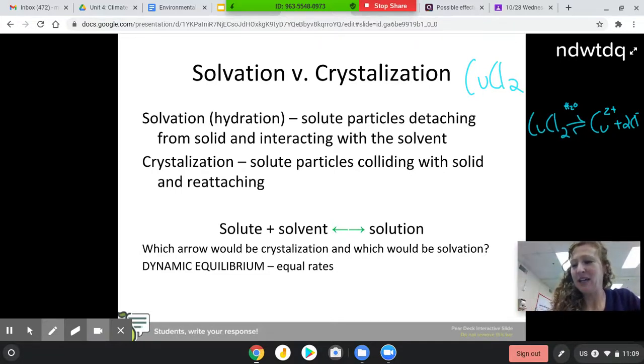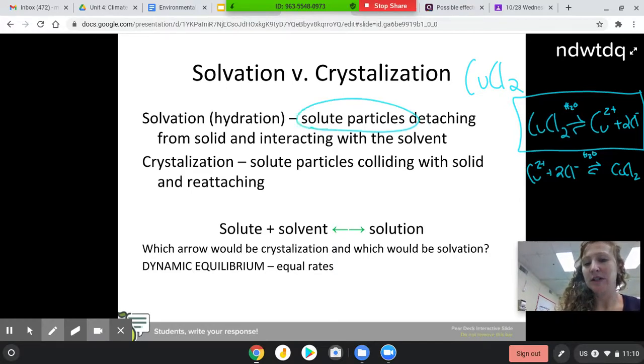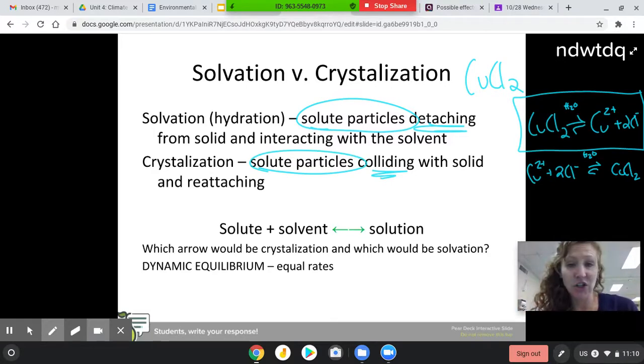But anyway, if you were to write it out as a reaction, that would be your solvation reaction, and then crystallization would just be flipped. It would be the ions coming back together to form the solid. And so they're just reverses of each other. And again, you could put water above the arrow if you wanted to do that. In one scenario, we have solute particles that are detaching. In the other one, we have solute particles that are colliding and reattaching.